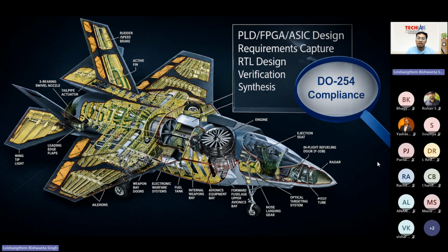Have you ever wondered about the sheer criticality of this electronics? You can see from the screen itself, each and every part in the aircraft is controlled by at least one or more electronics in that system. So if you look closely across these frames, from the electronic warfare systems to the avionic equipment bay, all the way up to the flight control, like the ailerons and rudder, a single question arises.